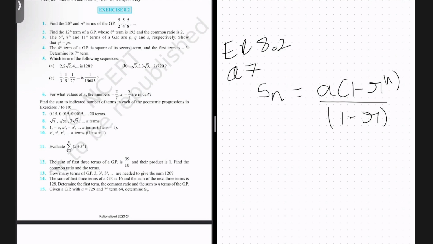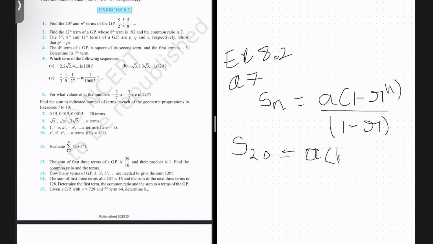To calculate the sum up till the 20th term, I would then want n to be 20, right? So the sum up until the 20th term would equal a times 1 minus r raised to the power 20 upon 1 minus r, right? So this is going to be my sum up till the 20th term.